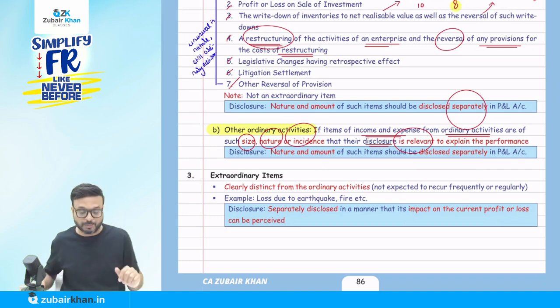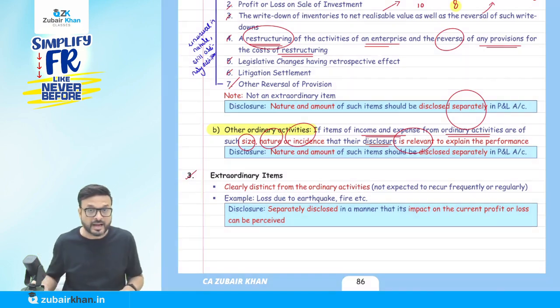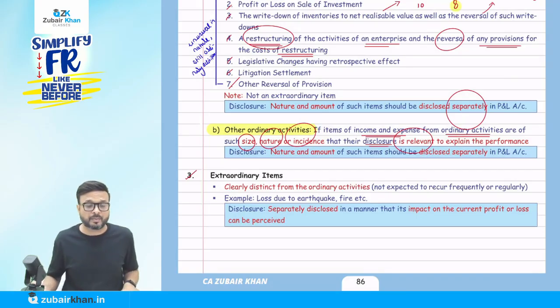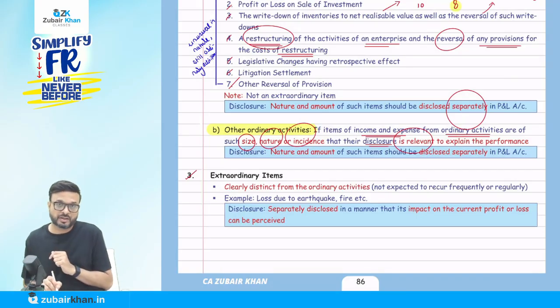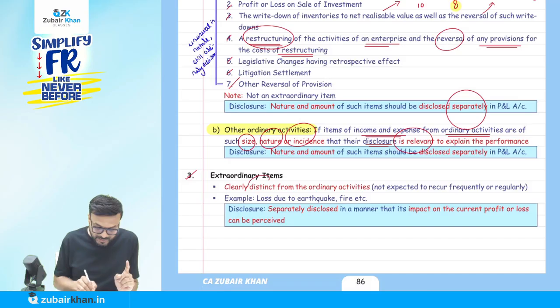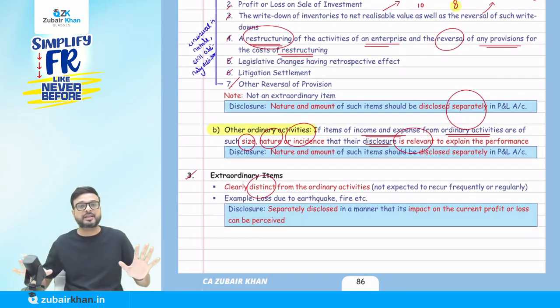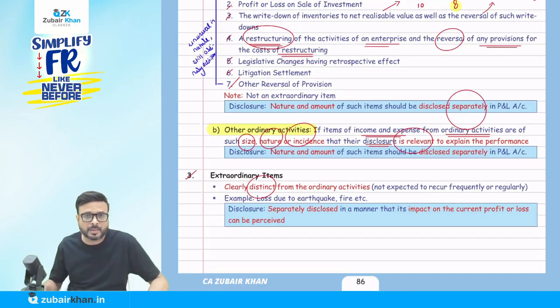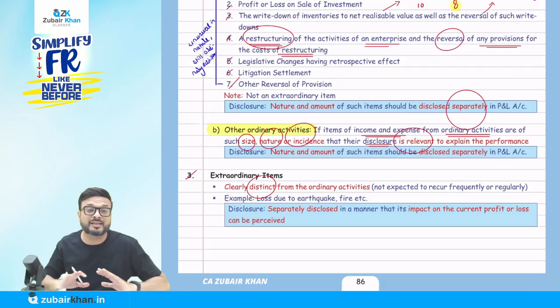Now I'm coming to the next point, that is extraordinary items. What does it mean when we talk about extraordinary items? They say it is clearly distinct from the ordinary activity and not expected to recur frequently or regularly. For example, loss due to earthquake, fire, flood, riots, all these are extraordinary items.